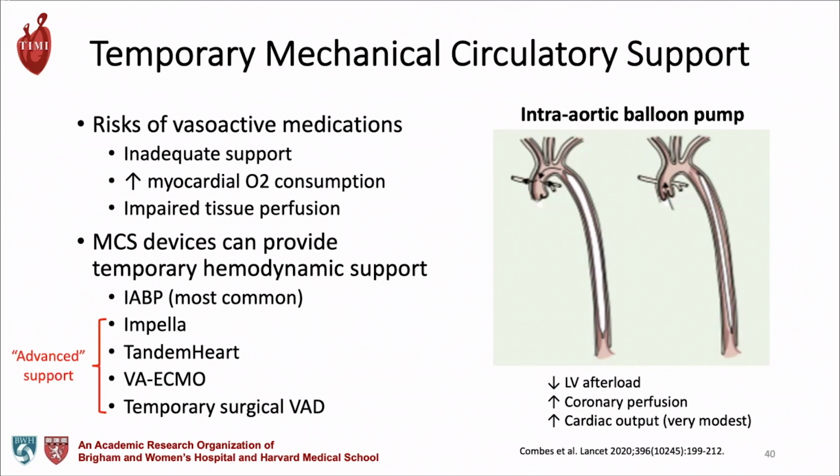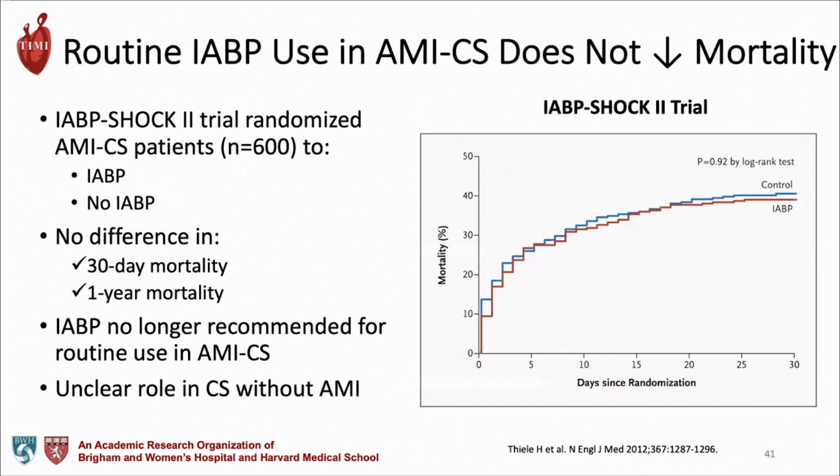We use a number of different devices. The most commonly used device is still the intra-aortic balloon pump, which is a balloon that sits in the aorta. It inflates in diastole and deflates in systole, and that effect results in a decrease in left ventricular afterload, an increase in coronary perfusion, which occurs in diastole, and leads to a modest increase in cardiac output.